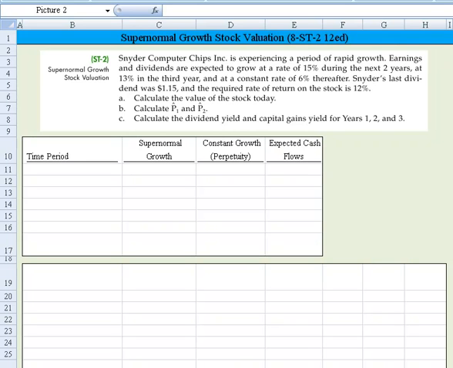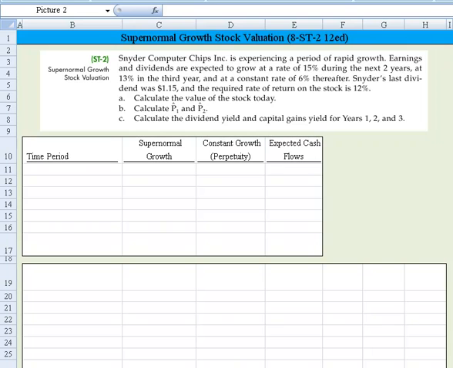Earnings and dividends are expected to grow at a rate of 15% during the next 2 years, at 13% in the third year, and then at a constant rate of 6% thereafter. The company's last dividend was $1.15 and the required rate of return on the stock is 12%.